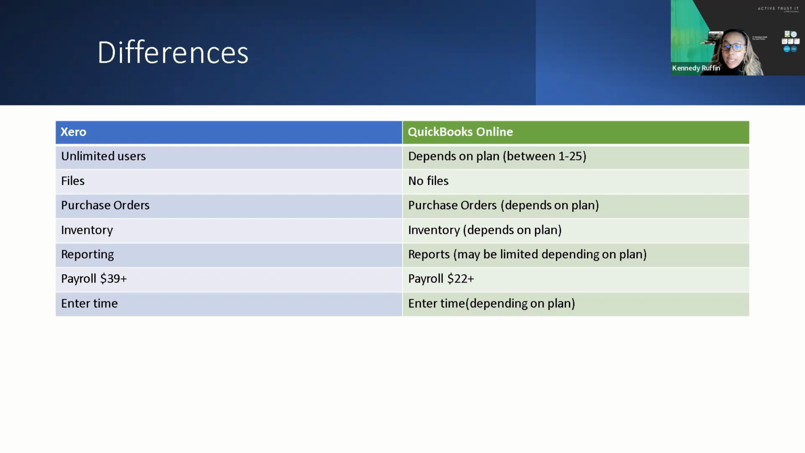We also can see that purchase orders and inventory are in both, but with QuickBooks, it will depend on the plan if you have access to that feature. Reporting is available in both. Of course, you will need to run reports for your business monthly, quarterly, annually, etc. But when it comes to QuickBooks Online, depending on your plan, you may or may not have access to certain reports.